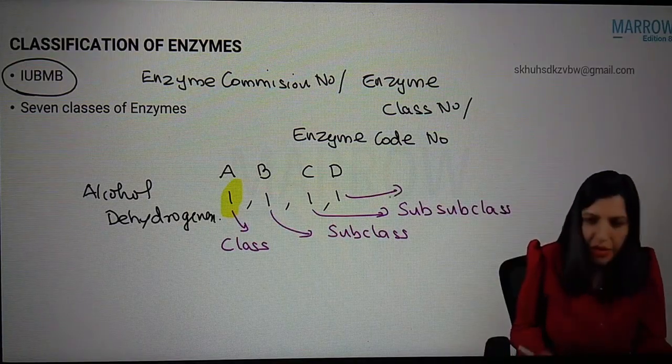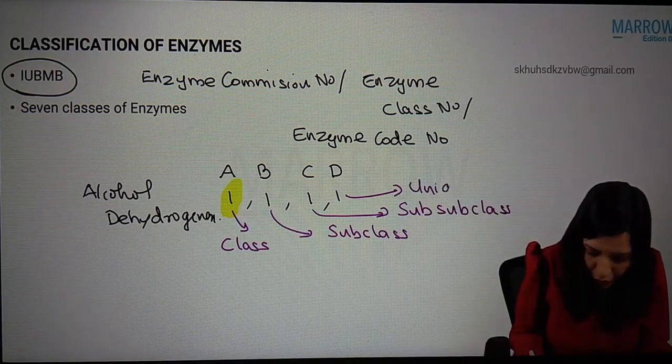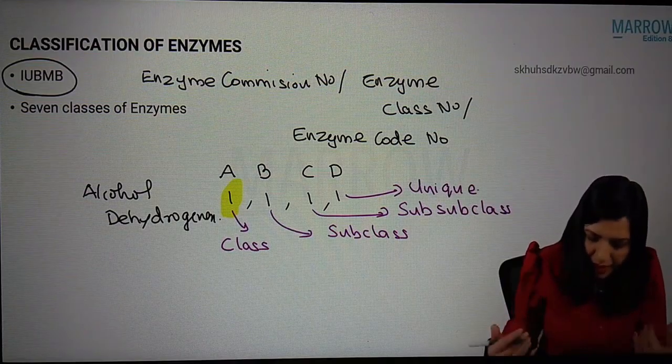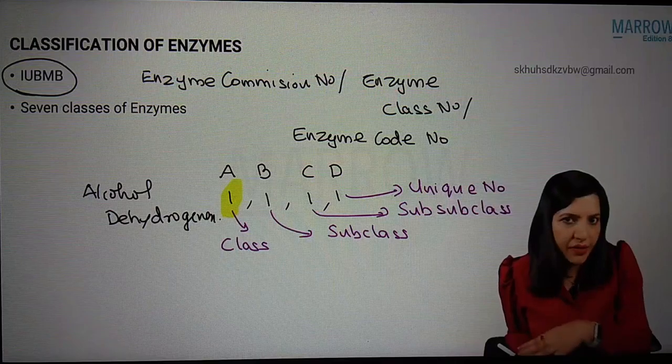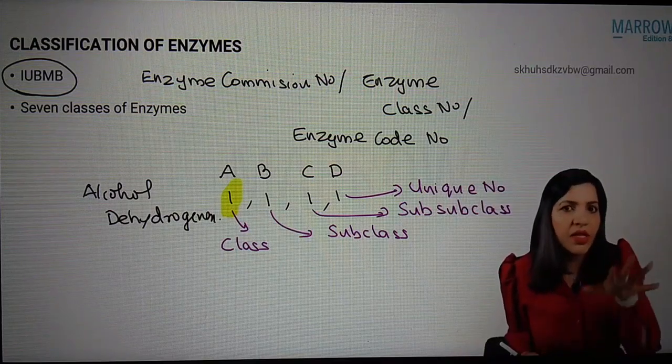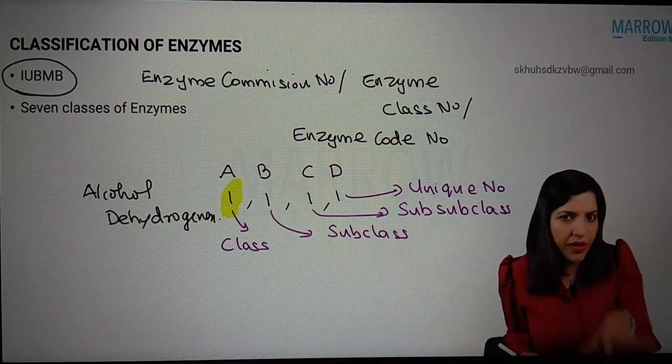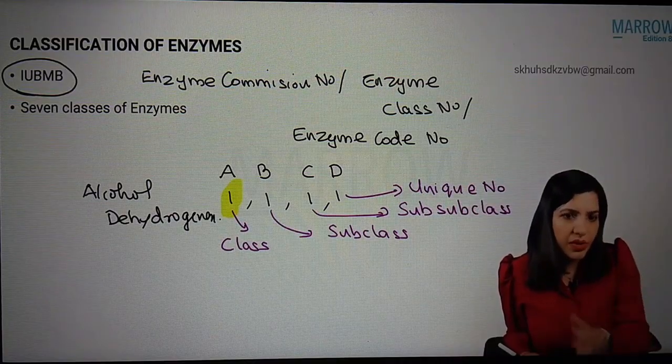And there is a fourth digit which is a unique number for every enzyme. In that subclass, a unique number is given to each and every enzyme. So there are 4 digits in the enzyme classification or enzyme code number. So this is the sequence.